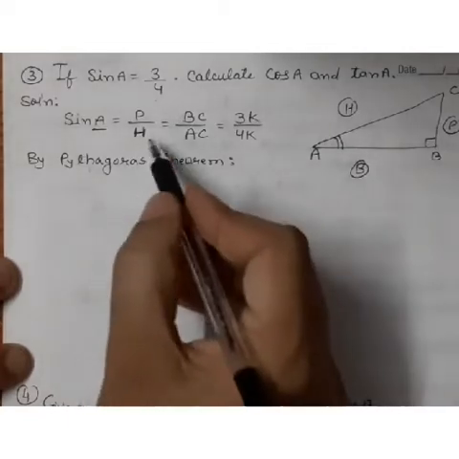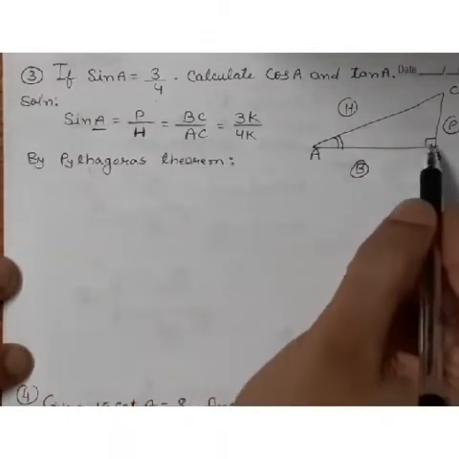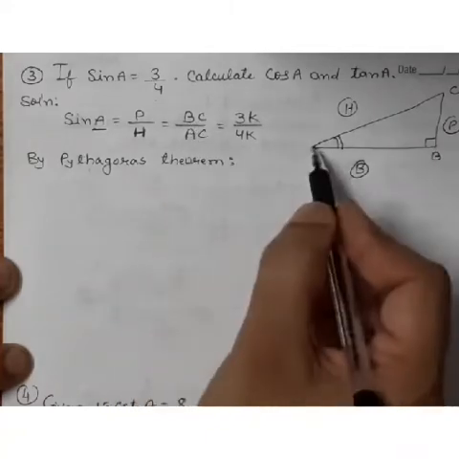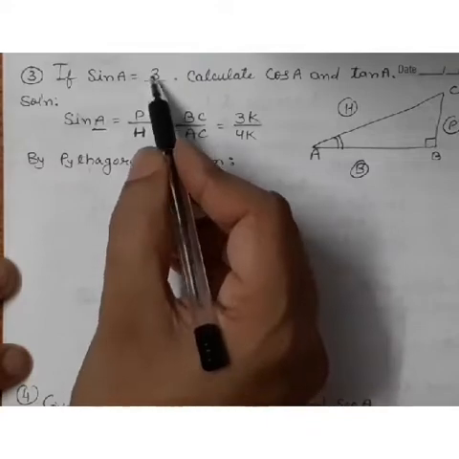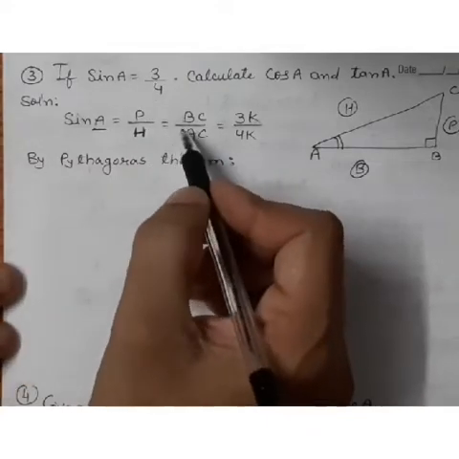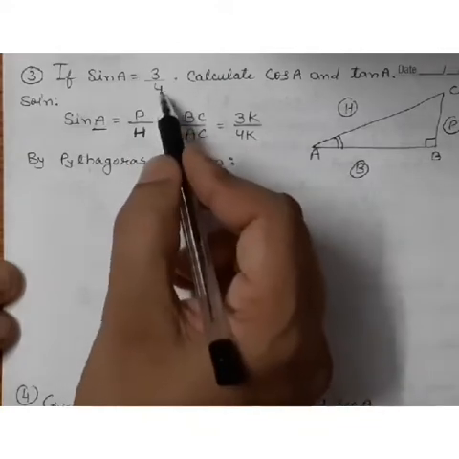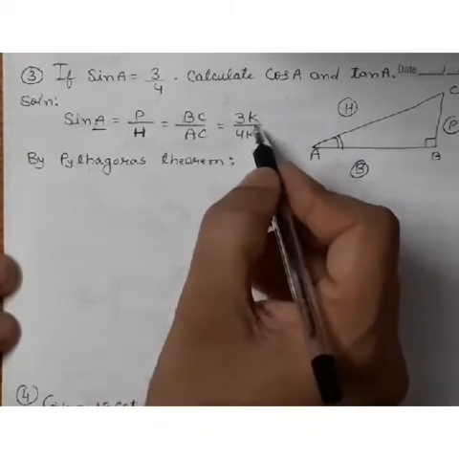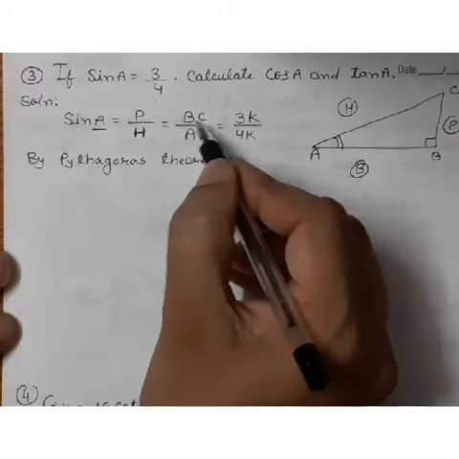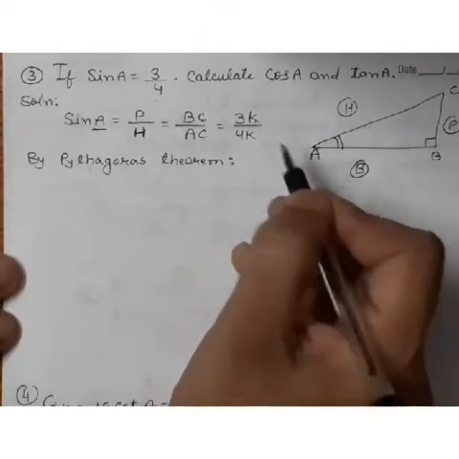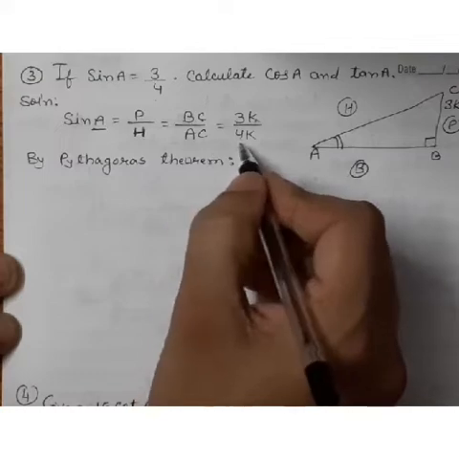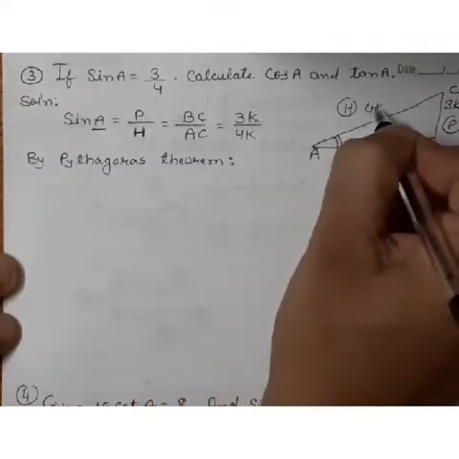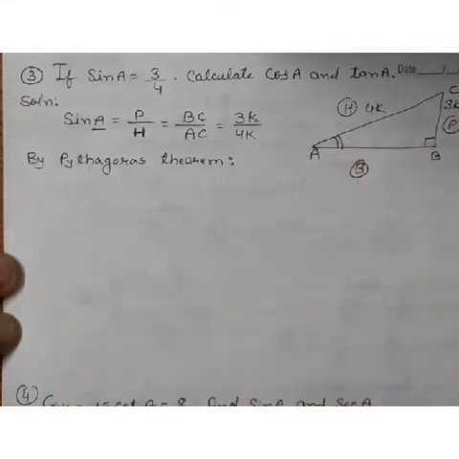See. Then perpendicular means what? BC. Here is BC. Hypotenuse AC. Here is given perpendicular upon hypotenuse 3 upon 4. Then what is the length of BC? Because this is in the ratio, we have to take one constant. Then length of BC will become 3K. And length of AC is 4K. You have to find AB.